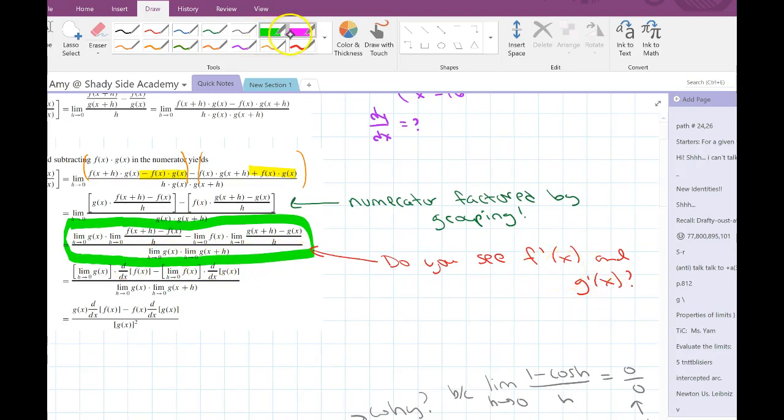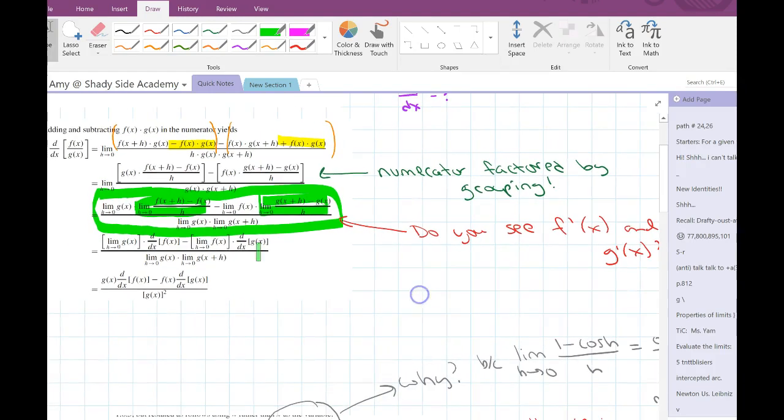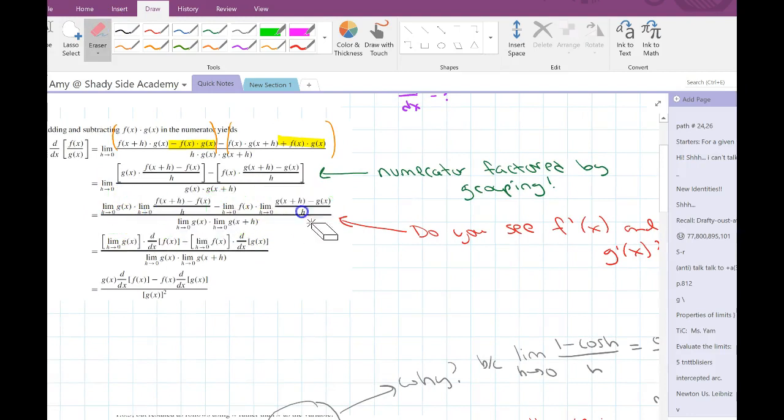I hope you do, because f prime of x is right here. Look what I'm taking. And g prime of x is right here by definition of the derivative, which then brings us to right here. I'm going to erase this green, okay? Now we're at this step, right? The limit as h approaches 0 of this, that is just d by dx of f of x, which is just f prime of x, okay? This is g prime of x, or d by dx of g of x, all right?